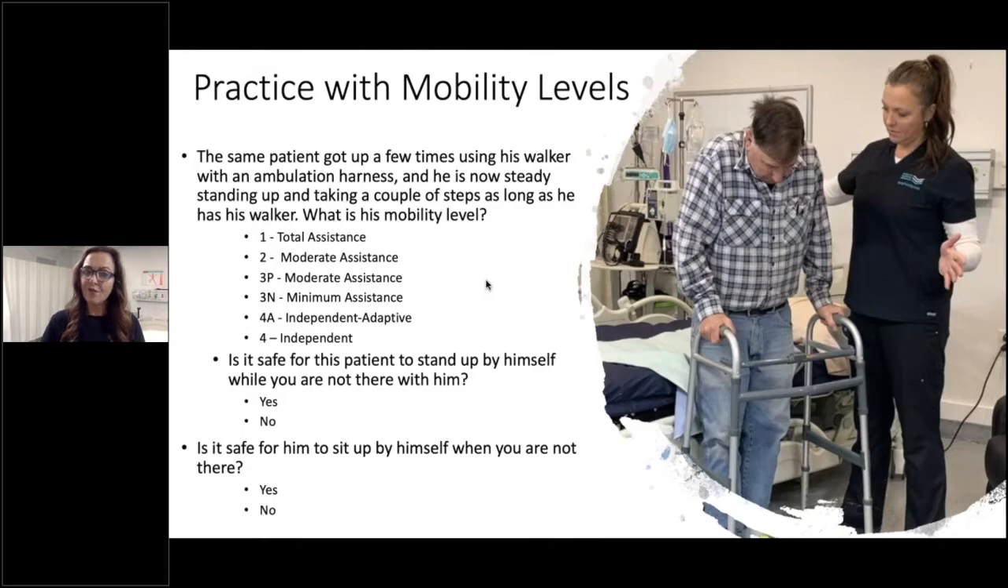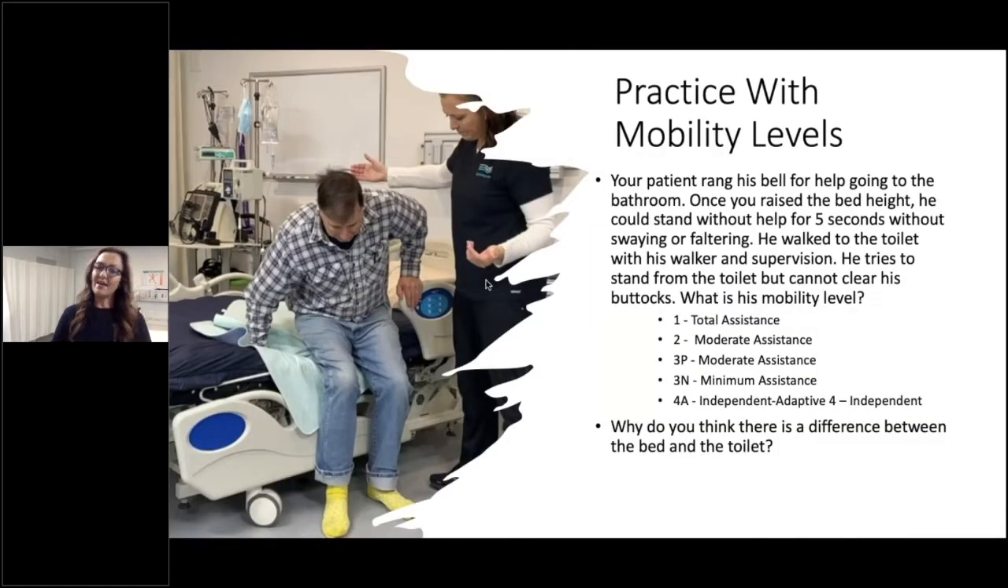He's now a 4A. He is steady. He can take a couple of steps with his walker. He's adaptive independent. Let's try another one.